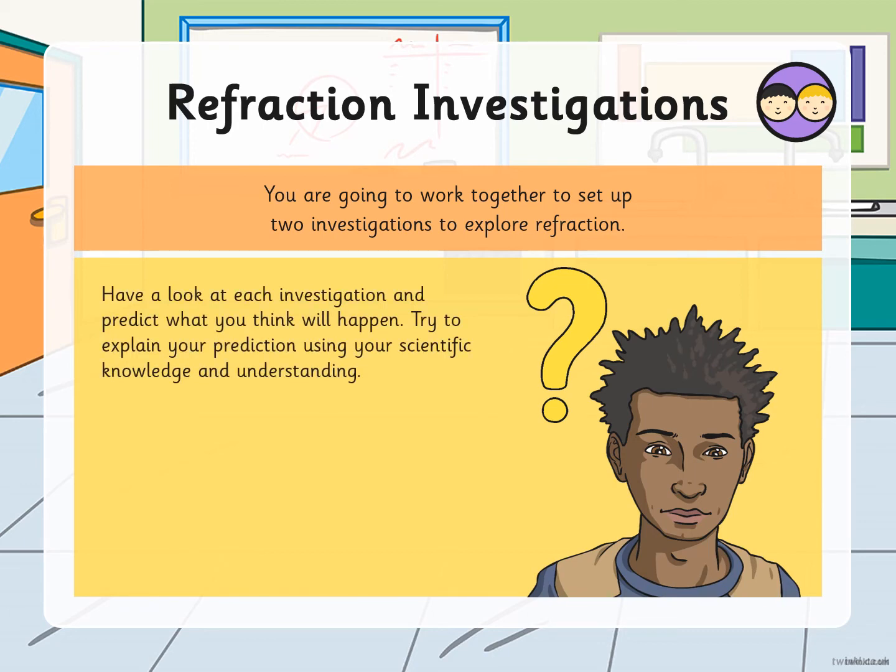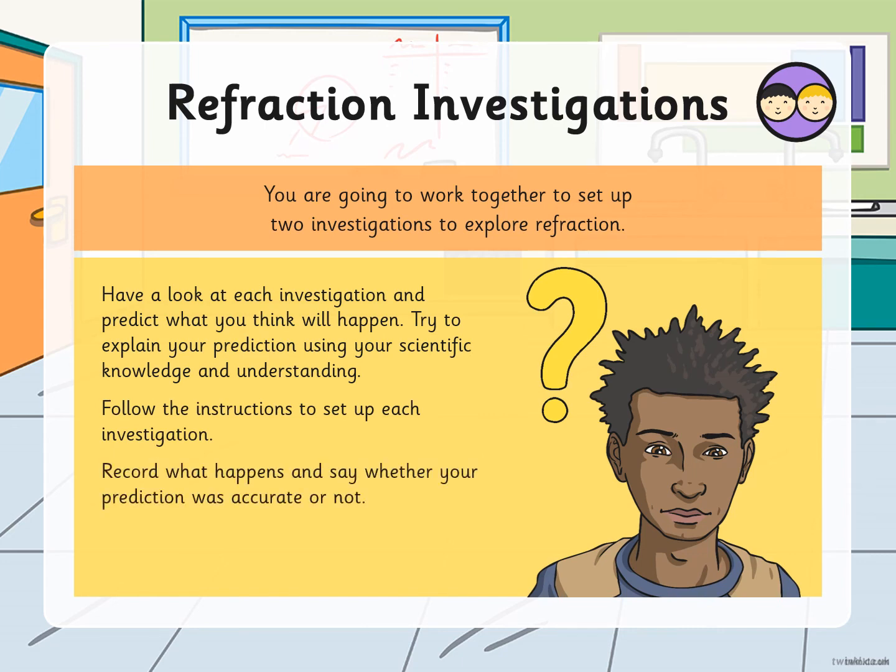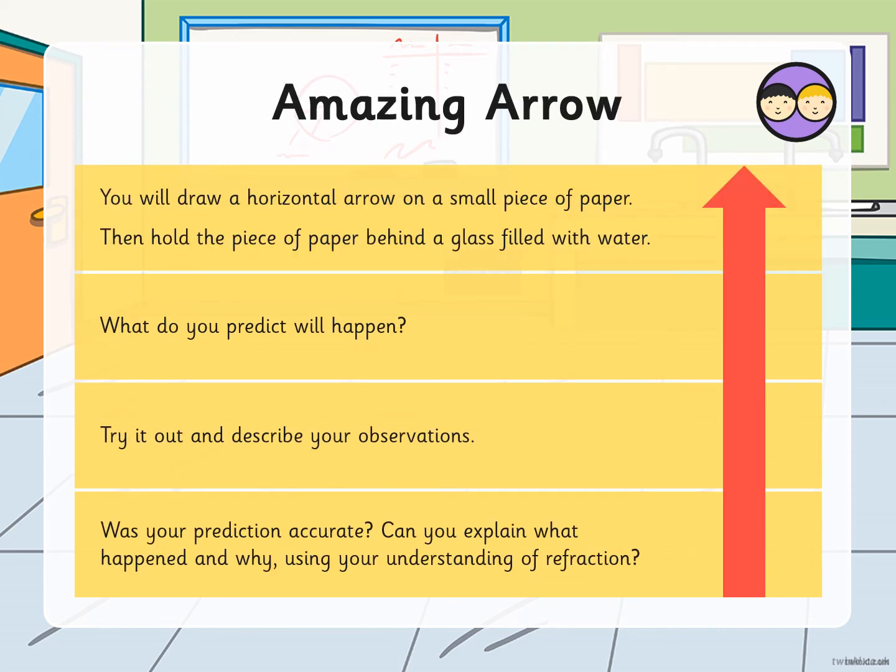So we're going to look at the investigation and we're going to predict what can happen. Now you can do these at home if you can. If not, don't worry, we can just look at the predictions. If you can, we're going to draw a horizontal arrow on a small piece of paper and then you're going to hold the paper behind a glass filled with water. What do you think is going to happen? Okay, try it out, try and describe your observations and see if you were accurate, okay?